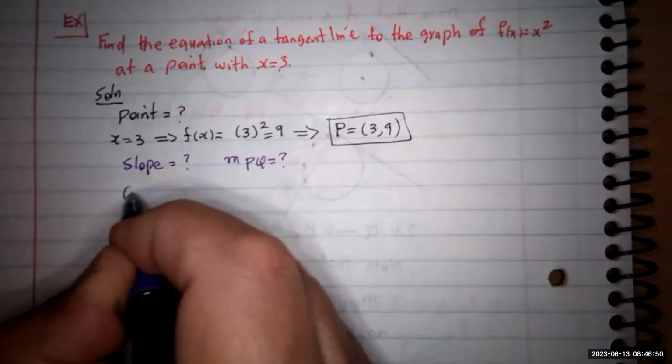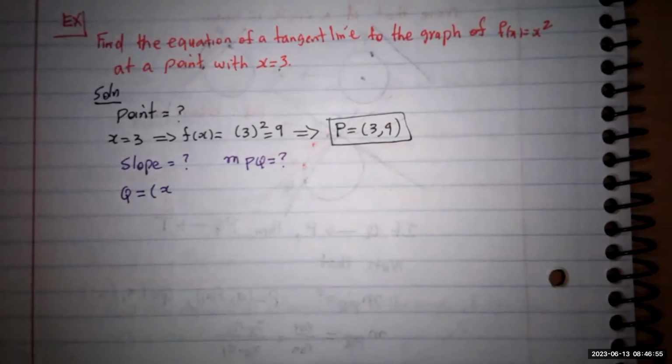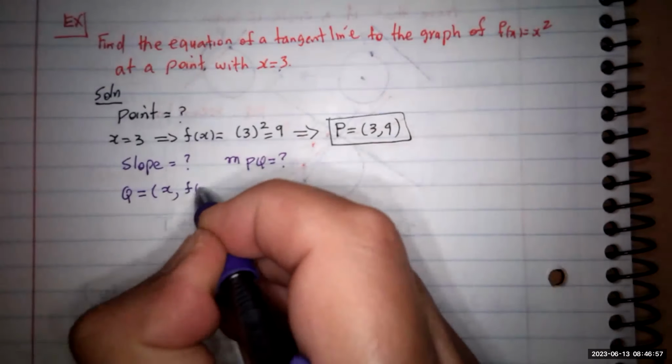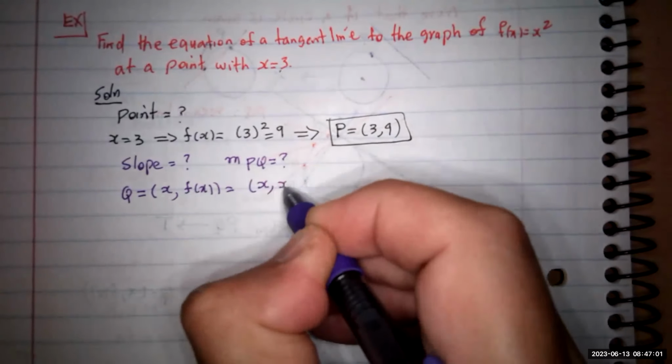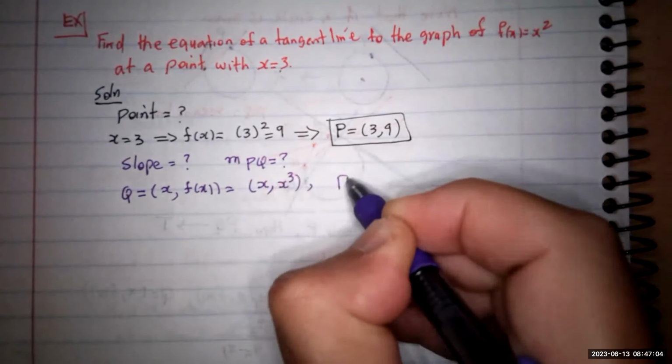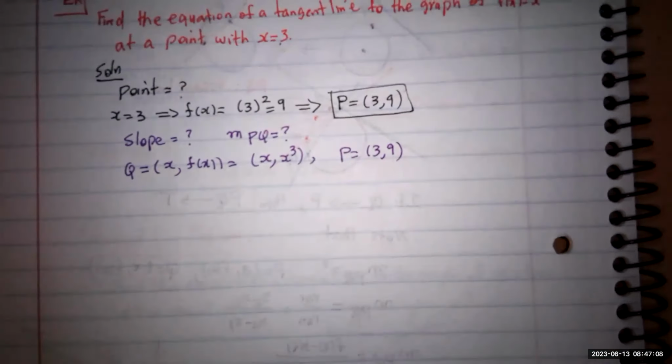So you need to pick a point Q. The point Q is going to be an arbitrary x and the function f of x. So your point is (x, f of x), which is x cubed, and your point P is (3, 9). Okay, find the slope of a secant line.